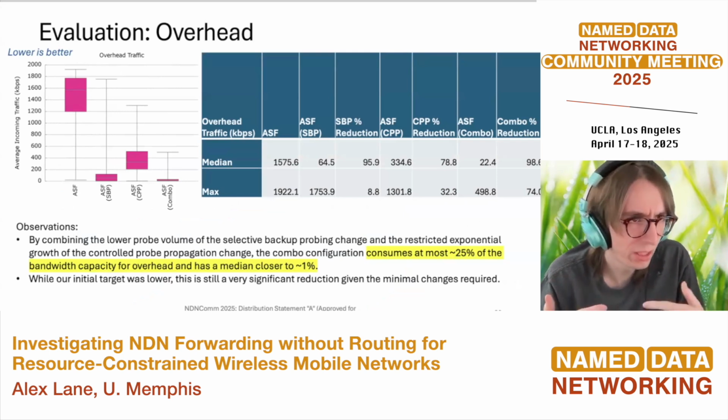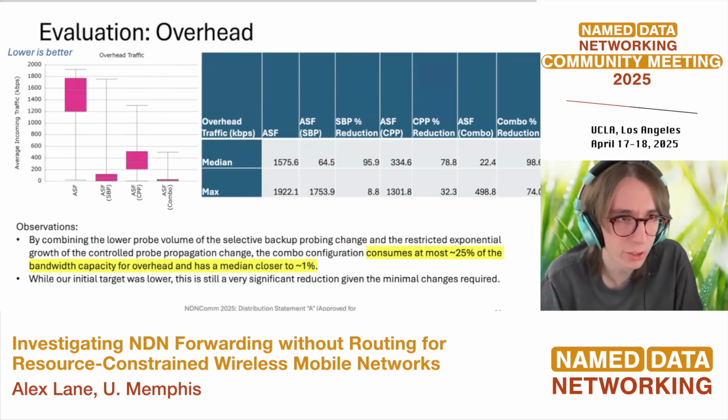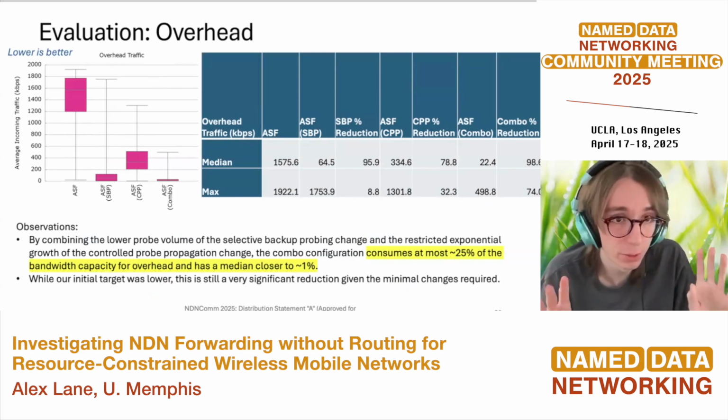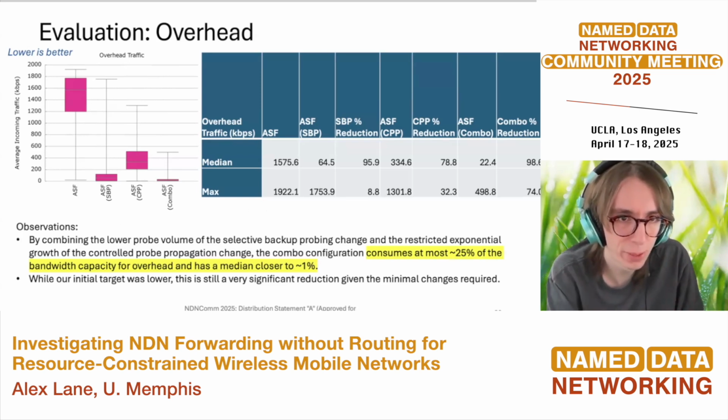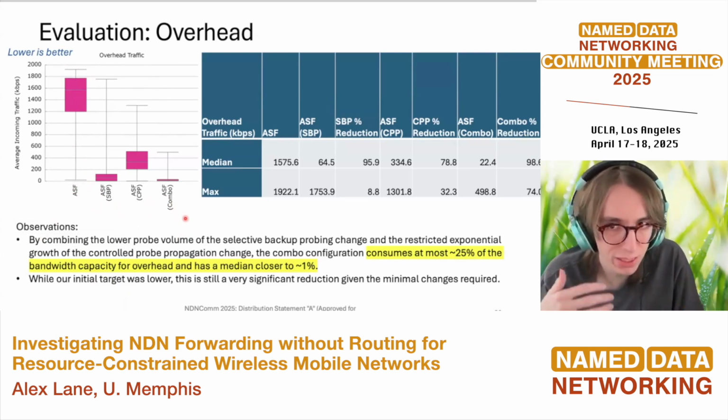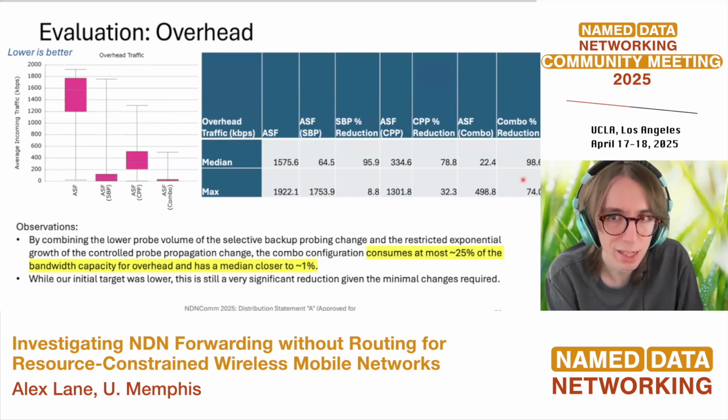The main point in terms of our evaluation was probably the overhead. This is receiver side. There are some quirks with TShark. This is considered to be the more accurate number of the two, but you can see, in this 2 megabit per second bitrate network, the disparity between baseline ASF and these various changes. This combination change, of course, is the most significant. We see around a 98% reduction in median overhead and a 74% reduction in max.